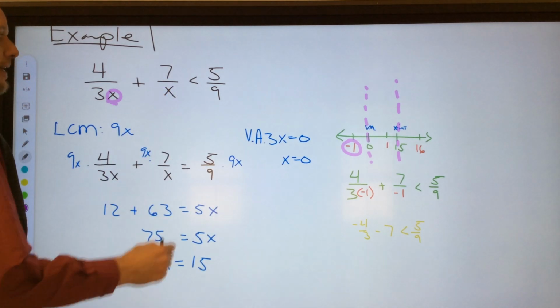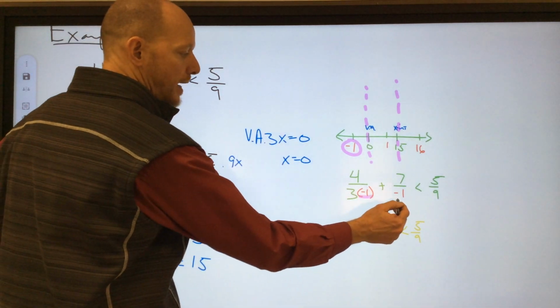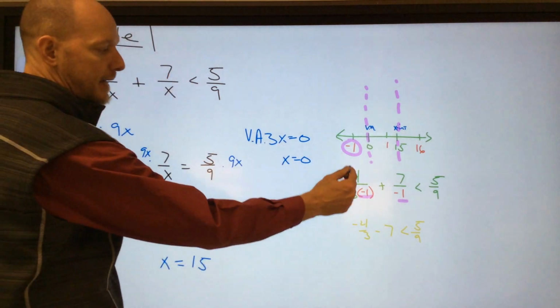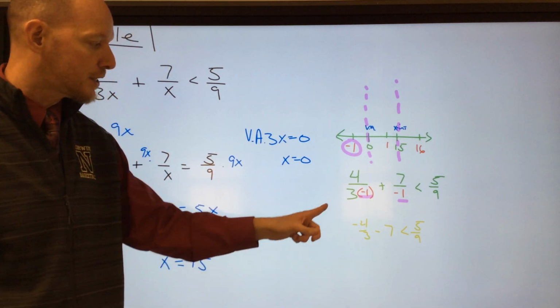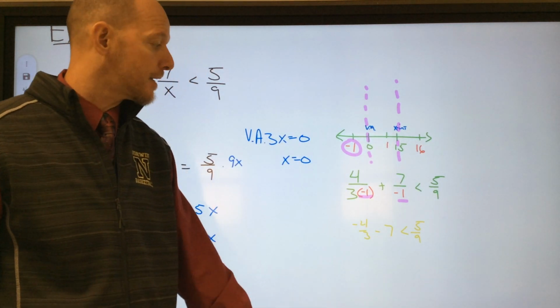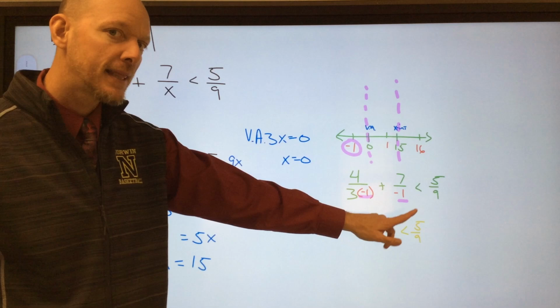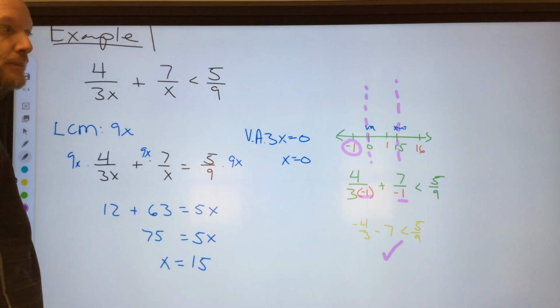And simply trying to see, is this statement going to be true or false? So that's where I substituted in my -1s. I get a -4/3 minus 7. Without even doing the calculation, I can see a negative number minus another negative number is going to be negative, and the negative will always be less than the positive. So that's going to tell me this is true.